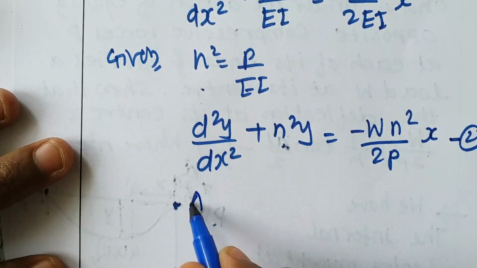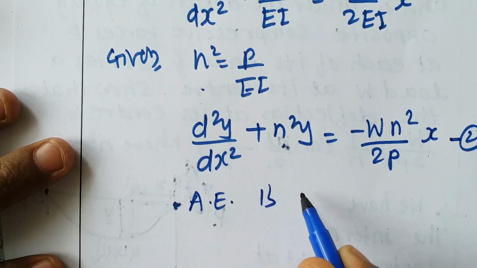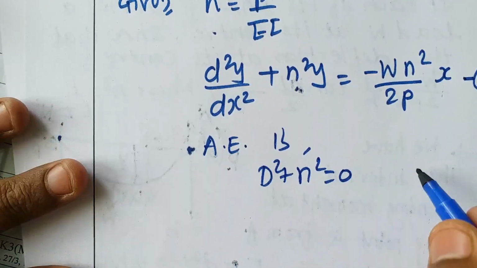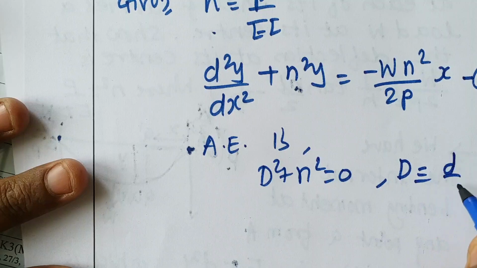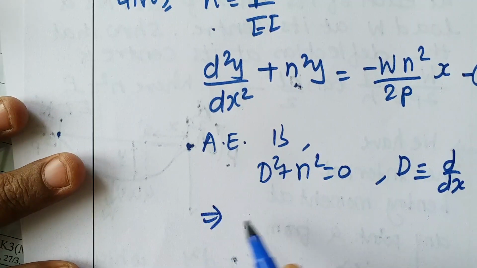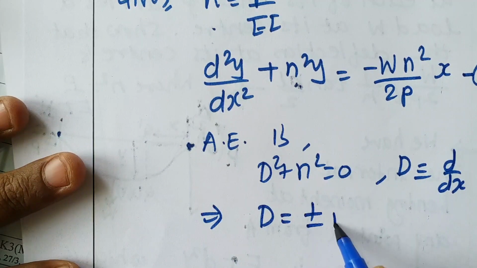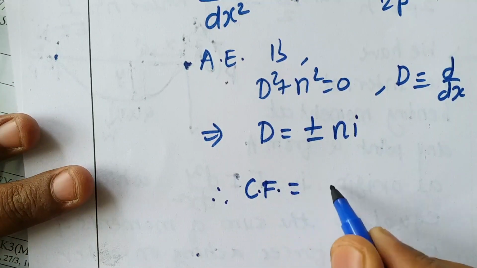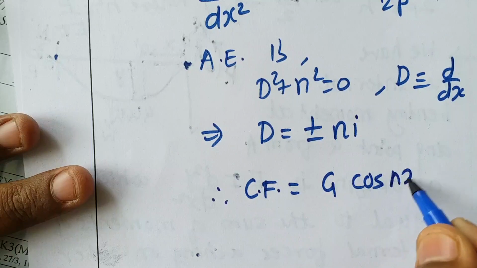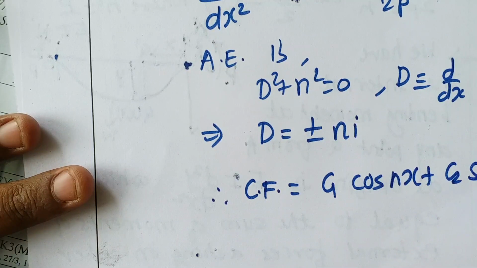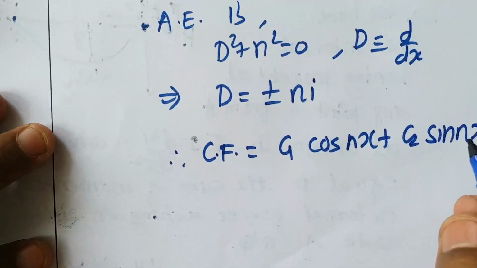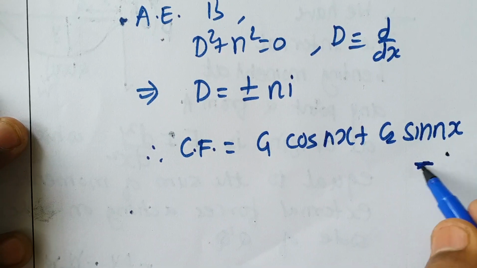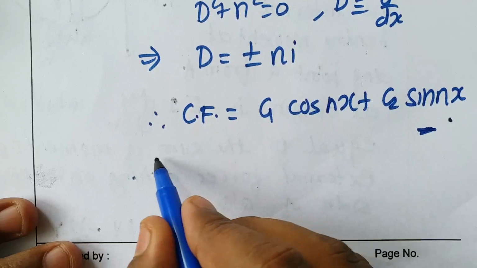Now the auxiliary equation of this differential equation is D square plus n square equal to 0, where capital D is d by dx. This implies the roots will be plus minus n i. Therefore the complementary function is C1 cos nx plus C2 sin nx.